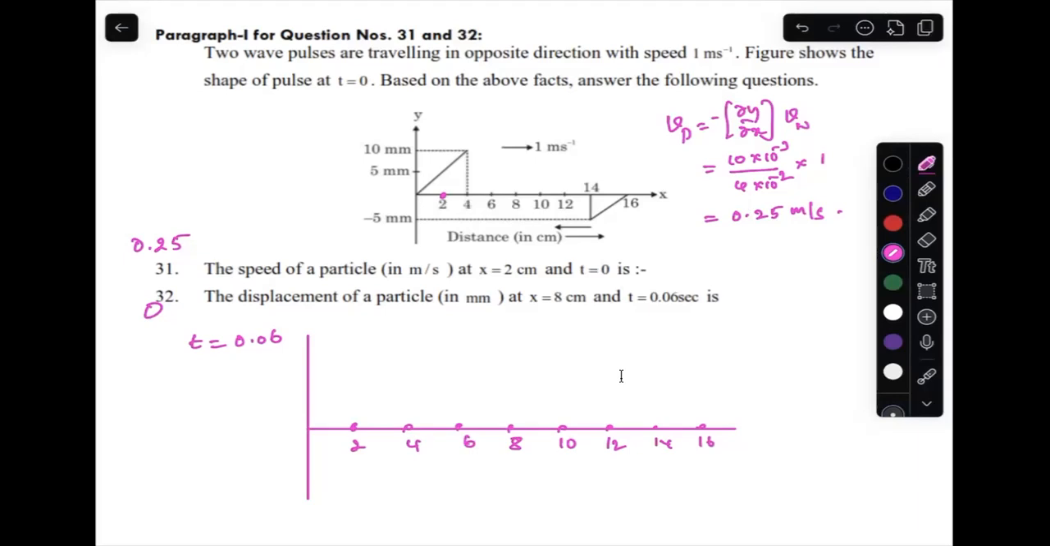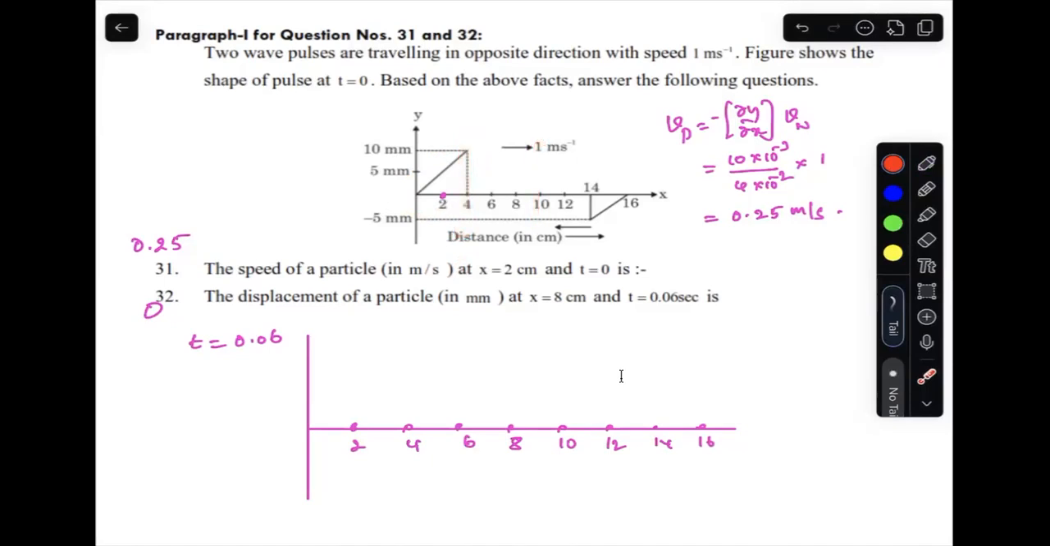You will shift. This entire triangle is at 4. You are traveling with 1 meter per second, means 100 centimeters per second. In 0.06 seconds, where will you be? This one will be at location 4 plus 6. Come on, boss. 4, from there 6, means this line is at 10.